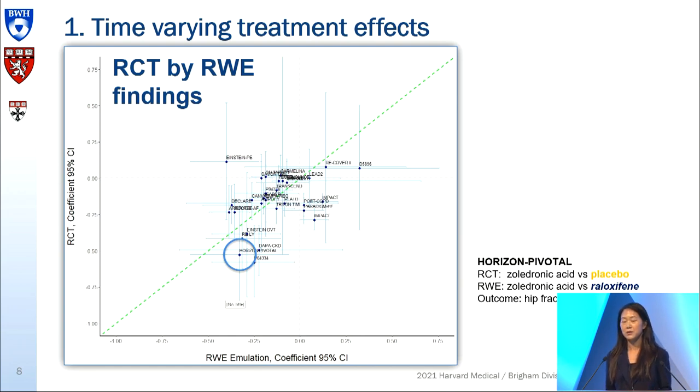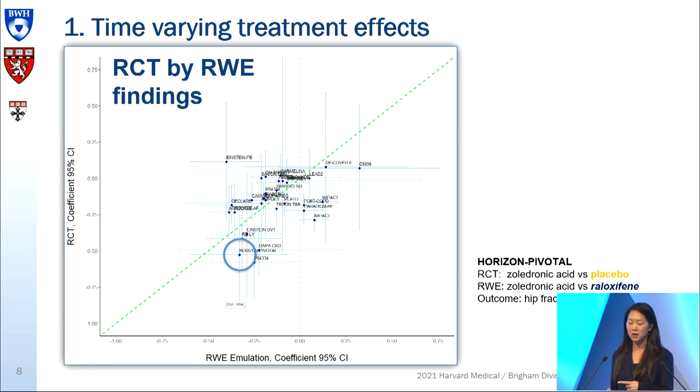And this was a trial that was looking at zoledronic acid versus placebo on the risk of hip fracture in patients with osteoporosis. Now, in the database study, we looked at zoledronic acid versus raloxifene, where raloxifene was used as an active comparator placebo proxy because it's not expected to have an effect on hip fracture. Now, for this particular trial, we were actually able to hit all three pre-specified binary agreement metrics.